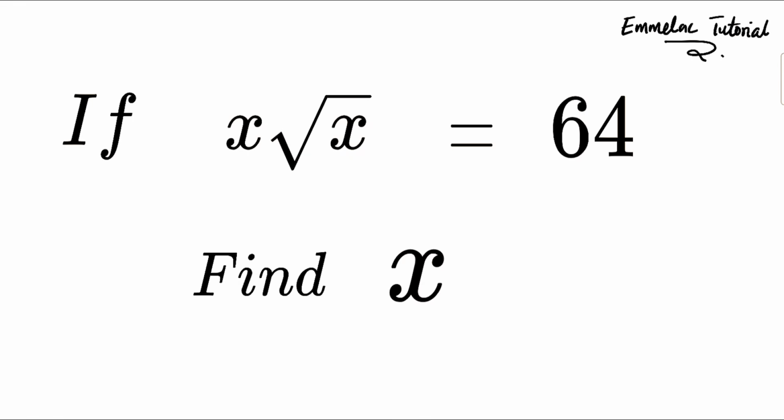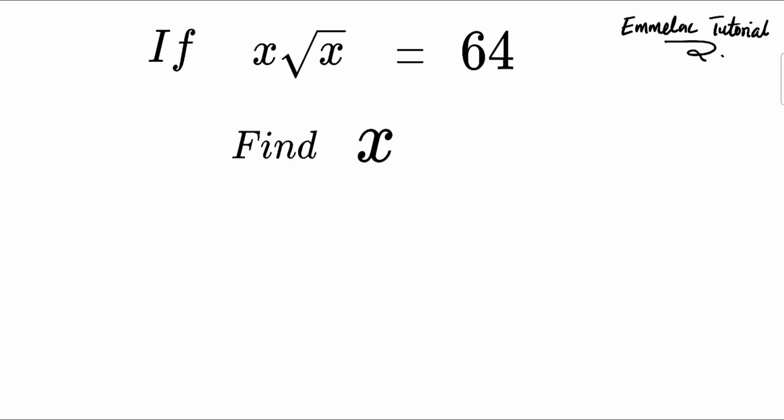Let us look at this tricky SET maths question, and it reads that if x root x equals 64, find the value of x. This is very easy, so let's get started. So this is x, the root of x equals 64.